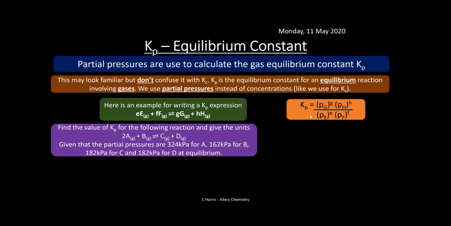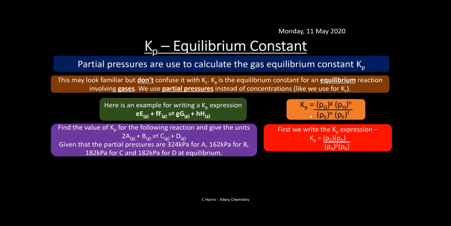Okay, so let's look at an example where we're going to work out the value of Kp for the following reaction, and we're going to have to give units as well, of course, because it's chemistry, so you've got to give units. Given that the partial pressures are 324 kilopascals for A, 162 kilopascals for B, 182 kilopascals for C, and 182 kilopascals for D at equilibrium, we need to work out the value of Kp. We do exactly the same. Always write out your expression. So a Kp expression, as you can see there, is always products divided by reactants. Put in the numbers, as you can see.